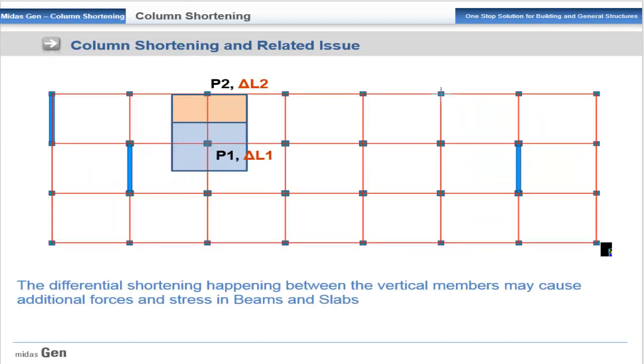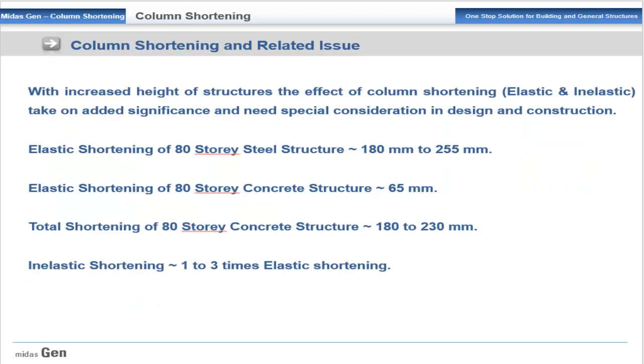Shortening won't be same for all vertical members due to several reasons. Column P1 will have deflection delta L1, column P2 will have deflection delta L2. This differential shortening in vertical members may cause additional forces and stresses in beams and slabs. Column shortening effect becomes more significant with increase in height of structure. We hence need special consideration in design and construction.